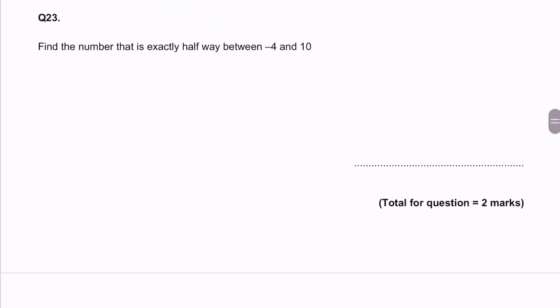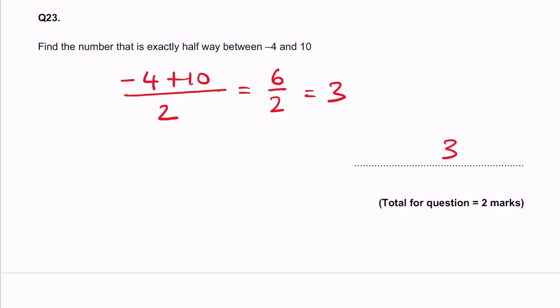Find the number that is exactly halfway between -4 and 10. To find the exact halfway, you need to add the 2 numbers and then divide it by 2. That will give us the midpoint. So that gives us 6 divided by 2, which is 3. So the answer is 3, which is exactly halfway.